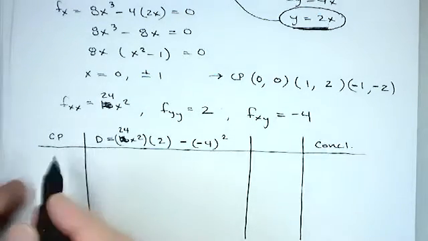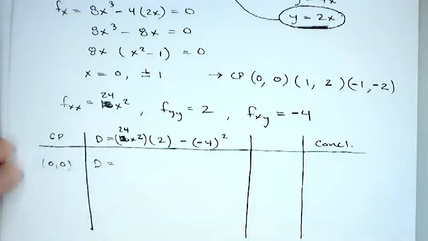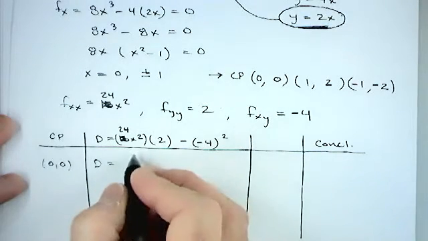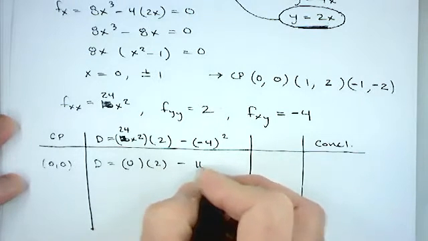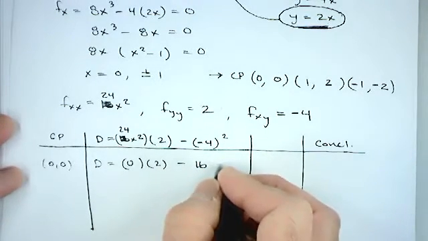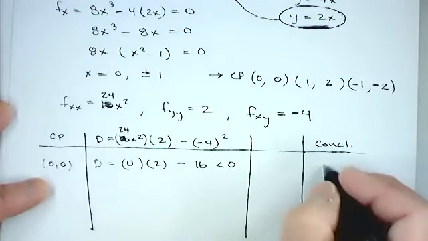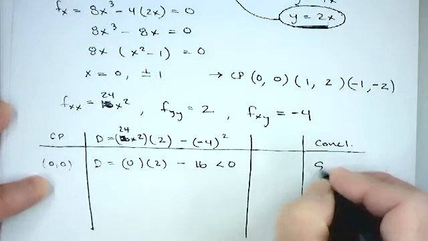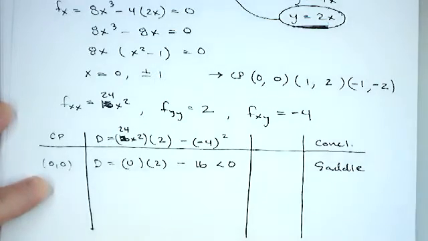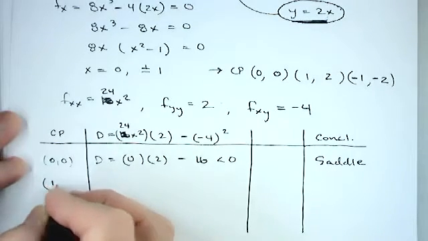Thank you. Okay, so then 0, 0 is probably going to be the easiest. Let's start with that. So you get -16 for that, which means it doesn't matter what's going on here. That has to be a saddle. Yeah, try the other two on your own.